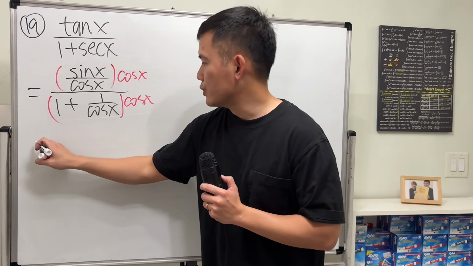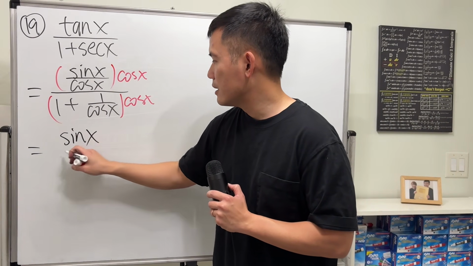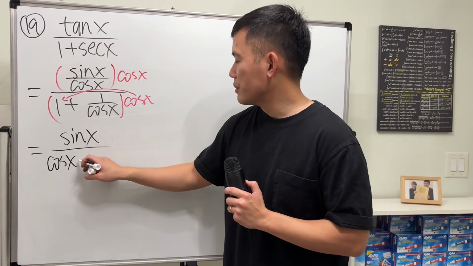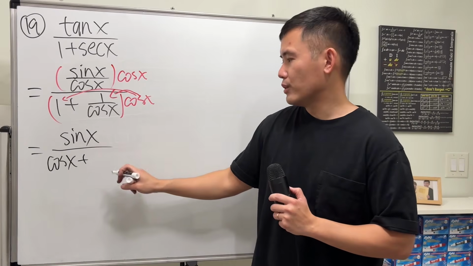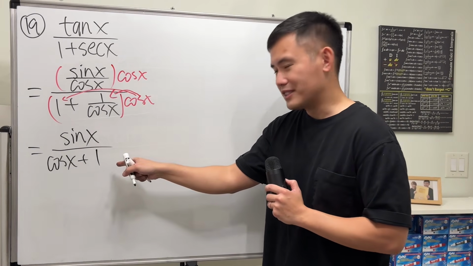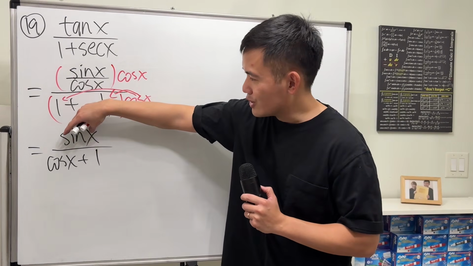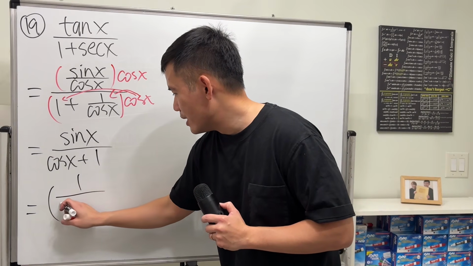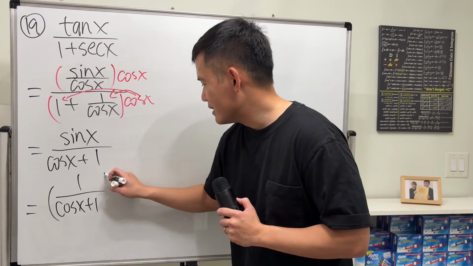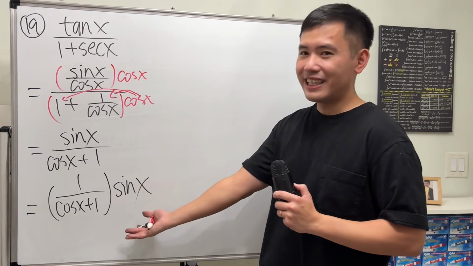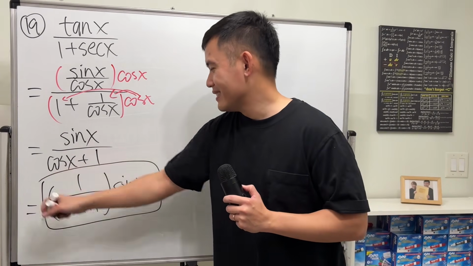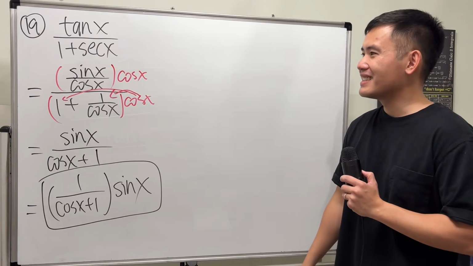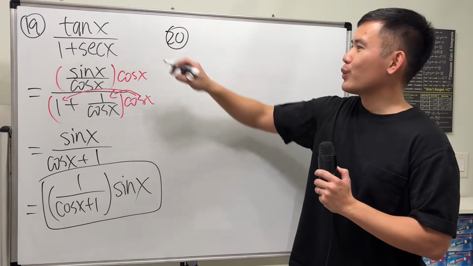This times that, we just get sine x on the top. Okay, this times this, we get cosine x plus this times that, cosine x cancel, we just get plus 1. Now, this is so nice, isn't it? Because we can just put the sine x factor to the side and look at this as 1 over cosine x plus 1 times sine x. Like that. Integral ready. Because this is an expression in terms of cosine x. Yeah, just like that.